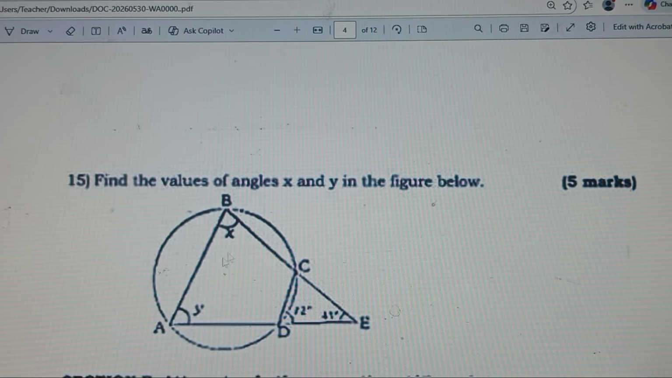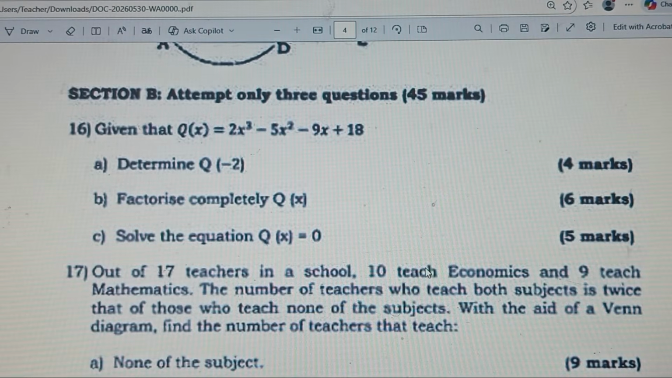So the value of x is 72. Then you make the addition. Remember the sum of the angles of a triangle is 180, meaning that x plus y plus 41 is equal to 180. The value of x here is 72. Then you add 41, then you subtract from 180, and you get y as 62. If you have any question, please type it in the comment.